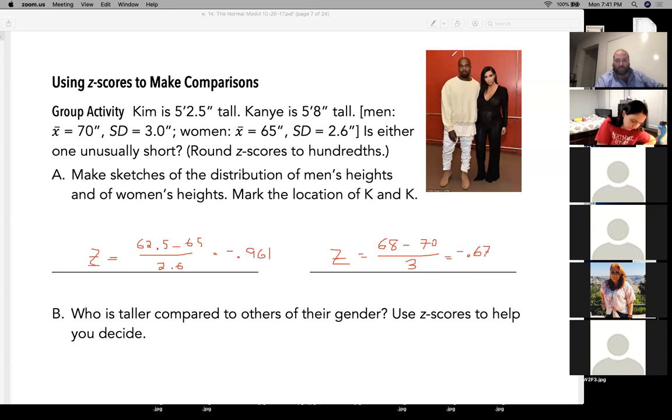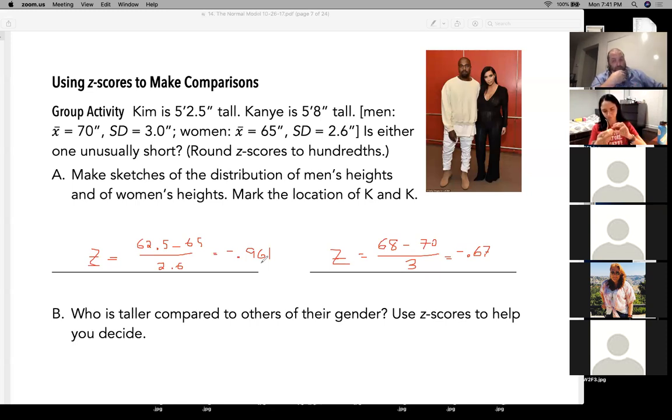Everyone make sense? Questions on it? Can you clarify that one more time? Kim's z-score is about -1, a little less than -1, so Kim is 1 deviation below the average for women. Kanye's z-score is -0.7 approximately, which means he is only about 2/3 of a deviation below average for men.